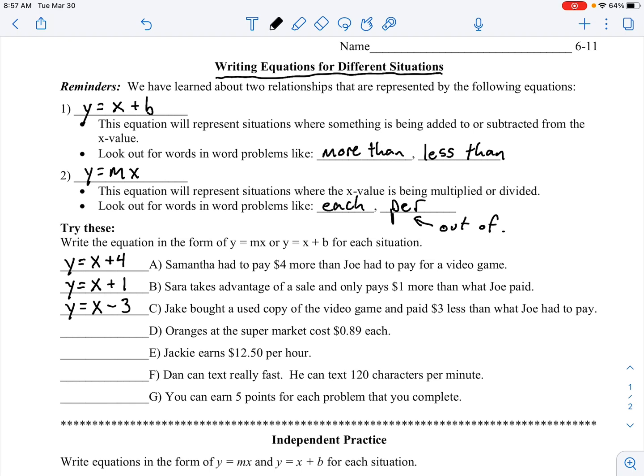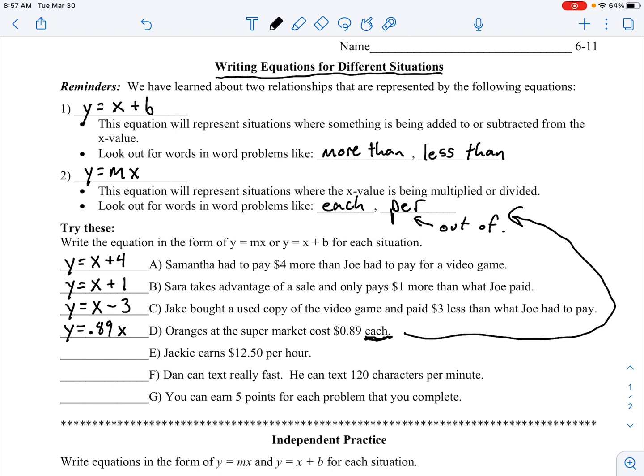Moving on, part D. So pause, give it a try, and then hit play again. Oranges at the supermarket cost 89 cents each. So the key word we're looking at is "each." We're not going more than or less than anymore. Remember, from up above, each represents that multiplicative relationship. So y is going to equal 89 cents per orange, multiplied times the amount of oranges that we buy.